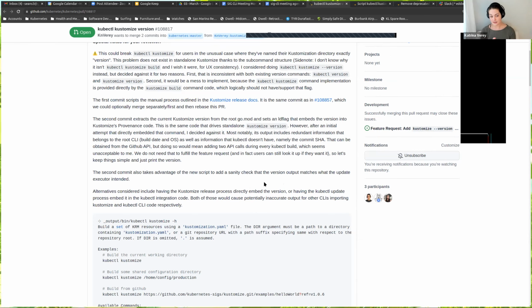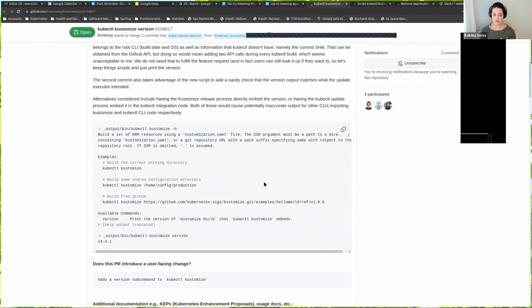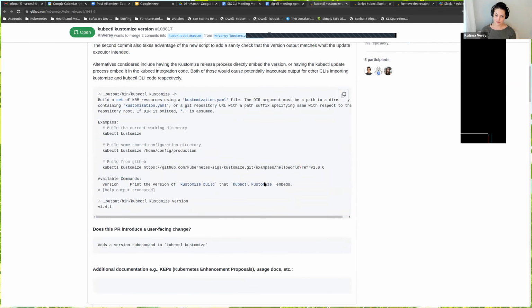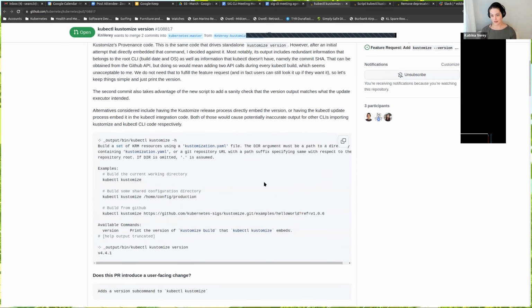There's an existing version script that I was able to hook into to grab the Kustomize version and make that available as an LD flag right into the vendor code. So it's plugging into the same version provenance code, as Kustomize calls it. And there's precedent for that as well. We're doing that for client-go, for whatever reason, as part of the release process. So I'm just imitating that.